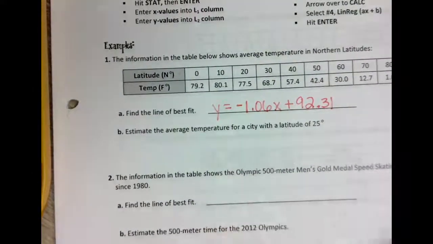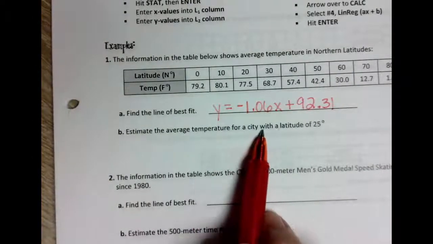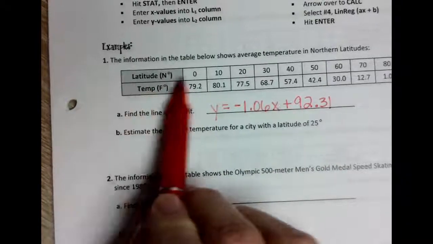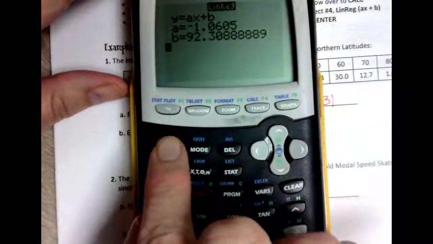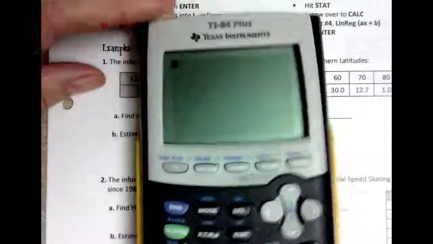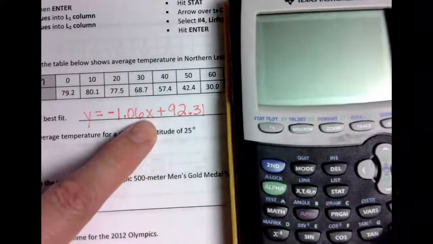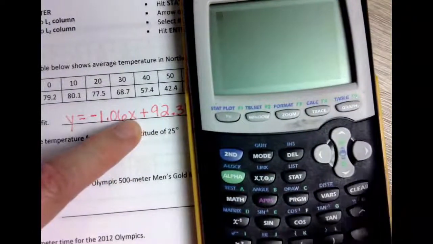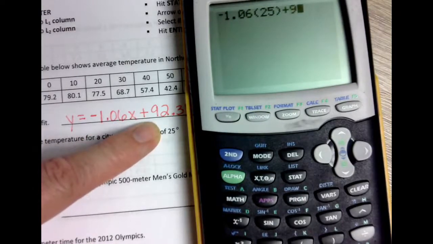Now it says estimate the average temperature for a city with a latitude of 25 degrees. Well, latitude were our x's because it was the top one. So to get out of this screen, I'm going to hit second and the button beside it to quit and go to just my regular screen. Now they want to know when the latitude's 25, so I'm just going to use this line of best fit when x equals 25. So I'm going to do negative 1.06 times 25 plus 92.31.